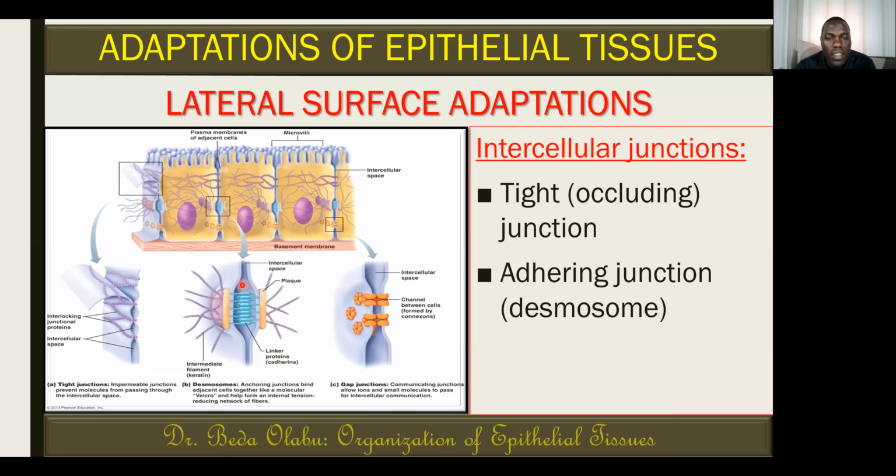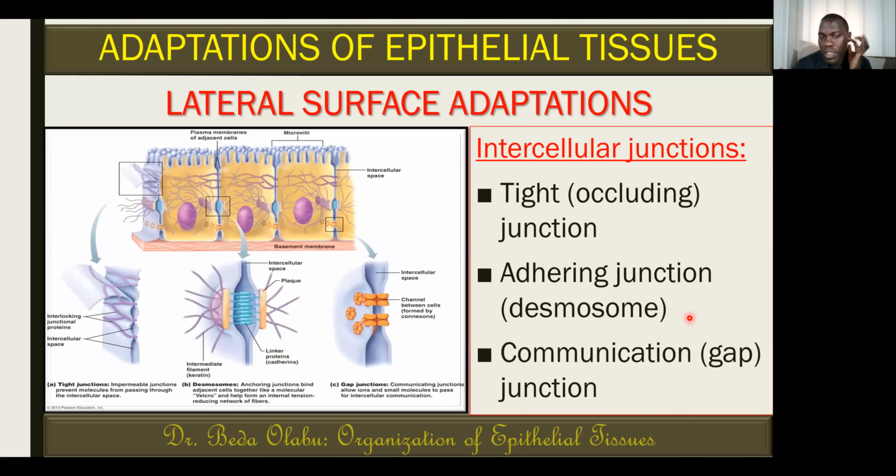And this is why in epithelial tissue the cells are highly compacted, because they have adhering junctions, which we call desmosomes. Then we have communicating junctions. Communicating junctions are gap junctions that allow free ionic movement from one cell to another. So these are the lateral adaptations in epithelium. The others, I don't want to talk about them. I've picked these three which you are likely to come across.